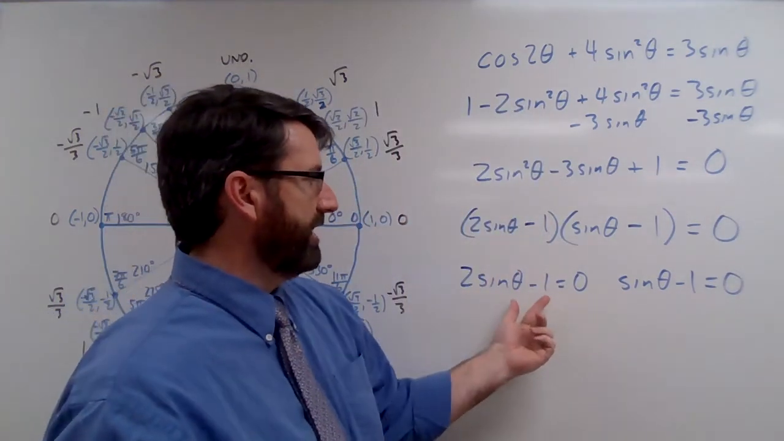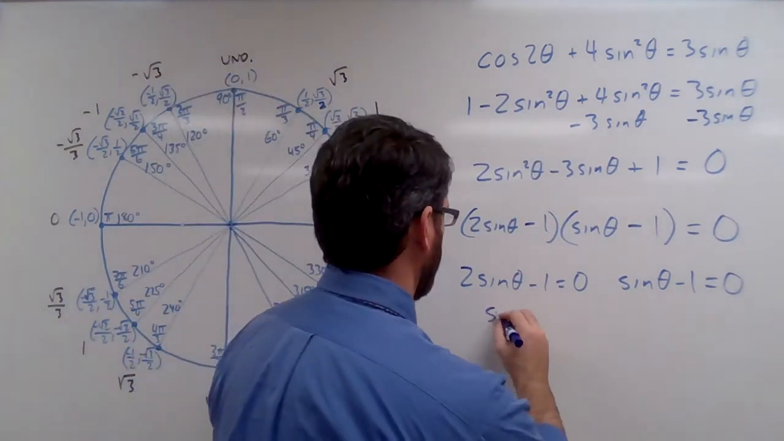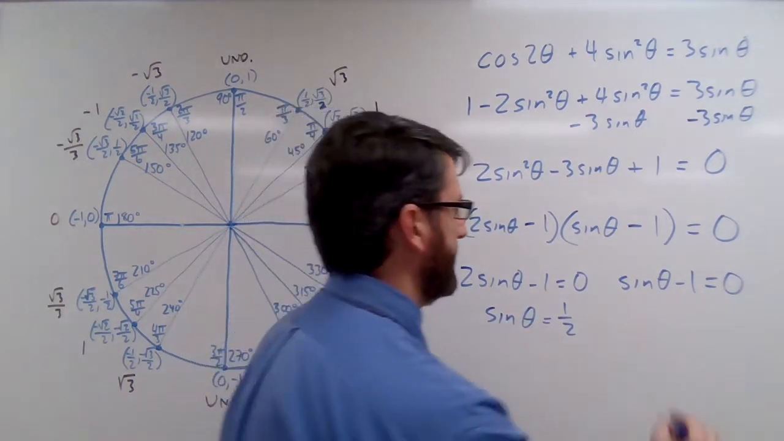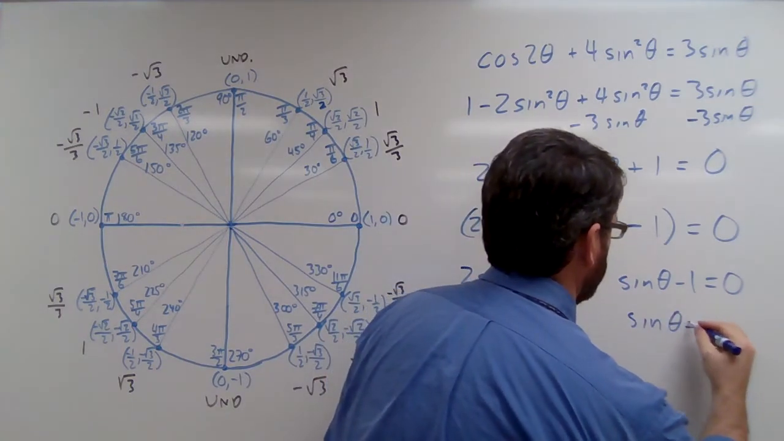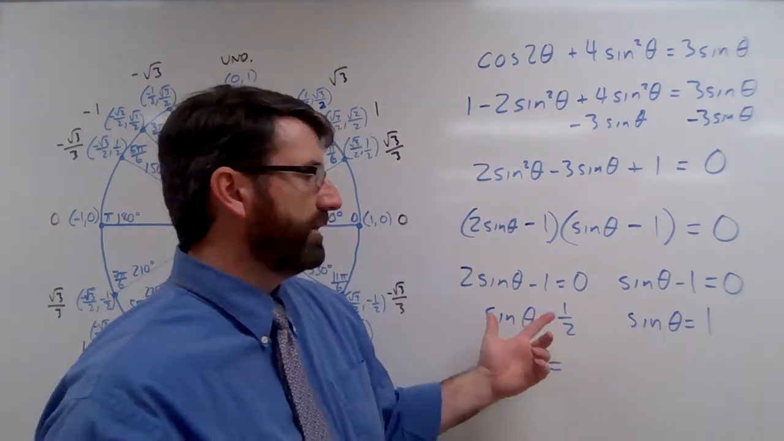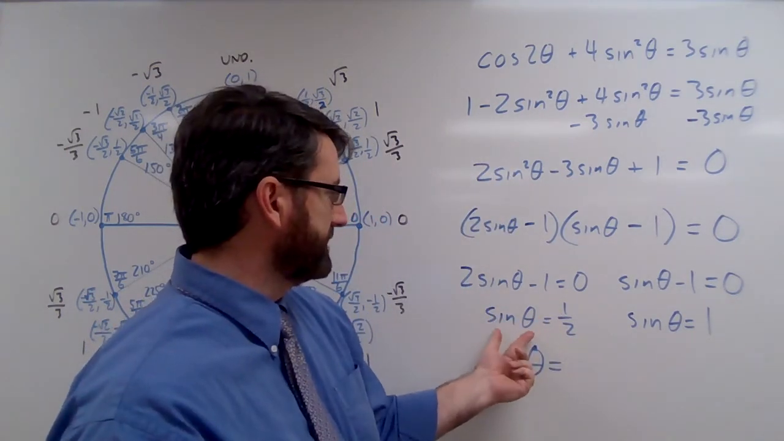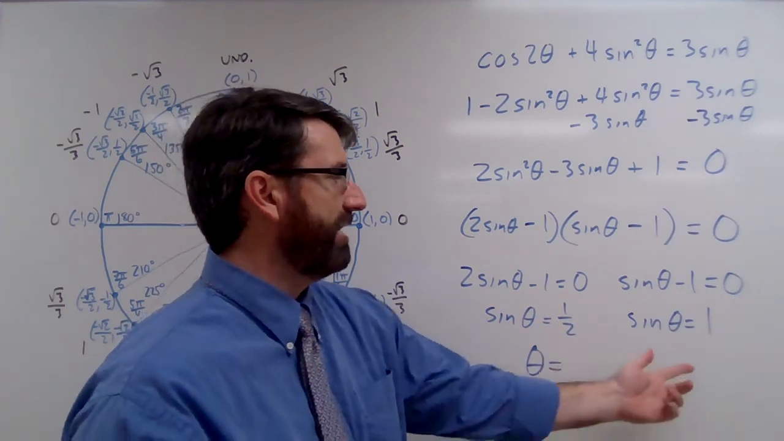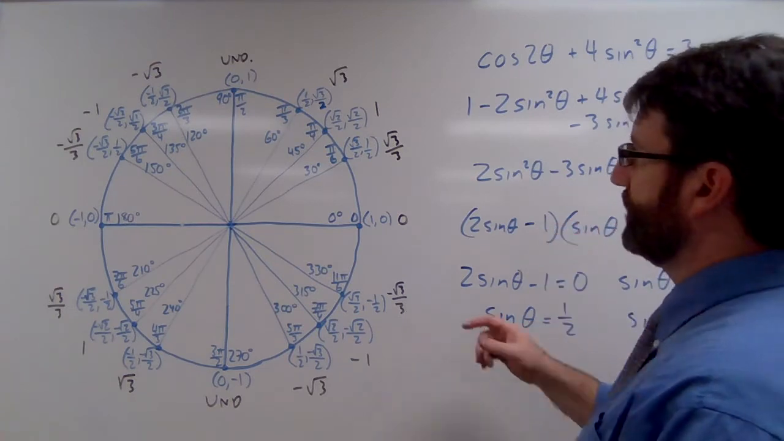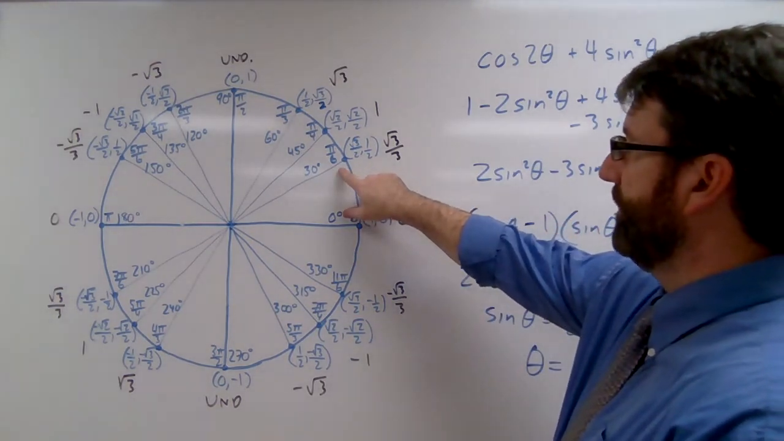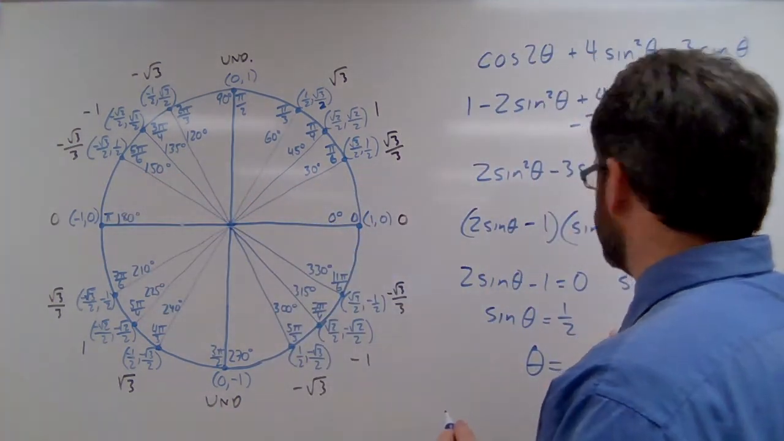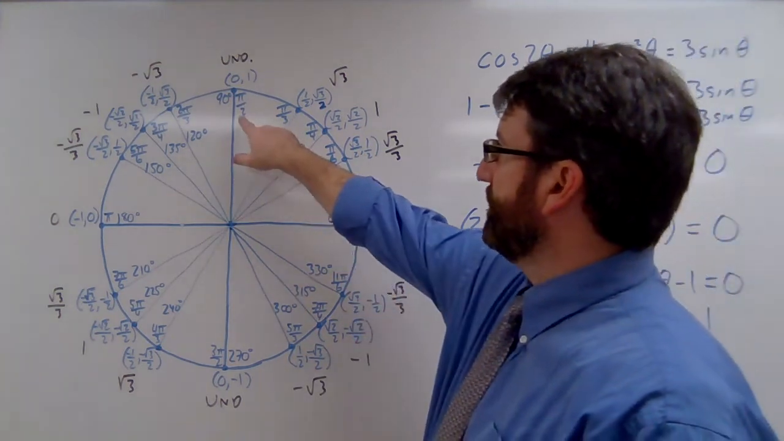So here, if we add 1 to both sides and divide by 2, we get sine theta is equal to 1/2. Over here, if we add 1 to both sides, we get sine theta is equal to 1. And now we need to look at our unit circle and figure out the sine of what angle is equal to 1/2 or 1. So if we look over here, sine is equal to 1/2 at pi over 6 and at 5 pi over 6. And sine is equal to 1 at pi over 2.